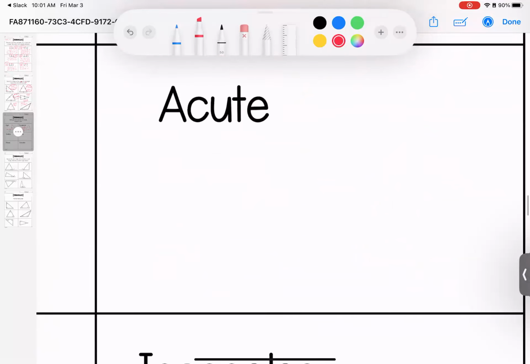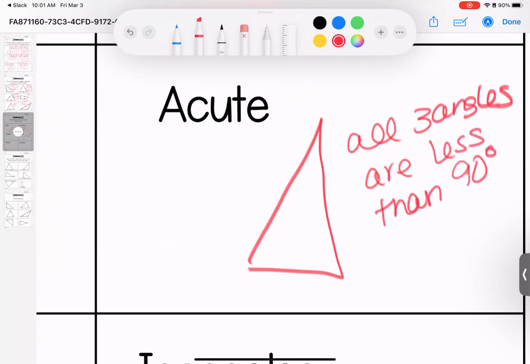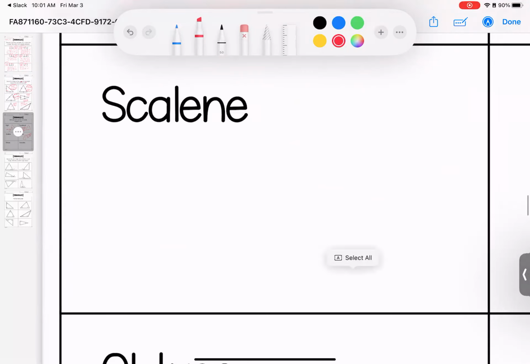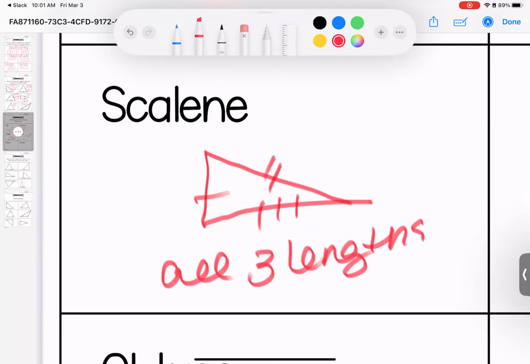Okay, coming down here, an acute triangle. All three angles are less than 90 degrees. Remember, for acute, all three angles need to be determined. Scalene has three different sides. So all three lengths are different.